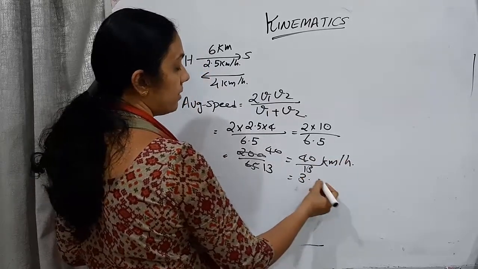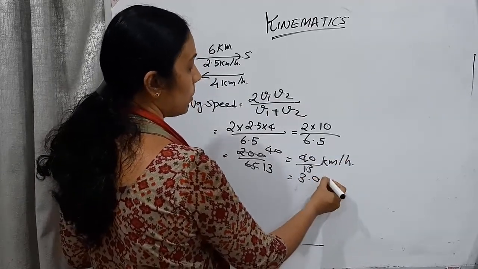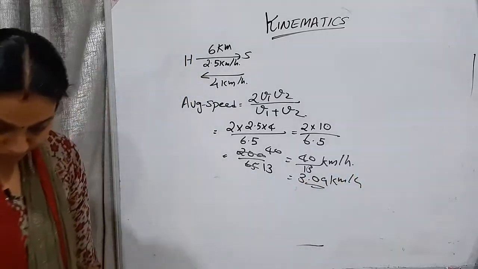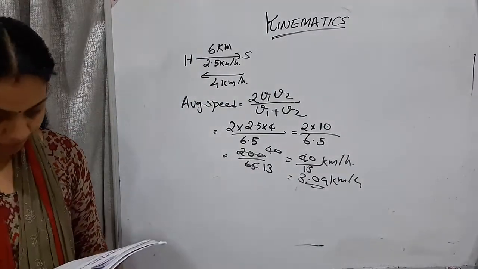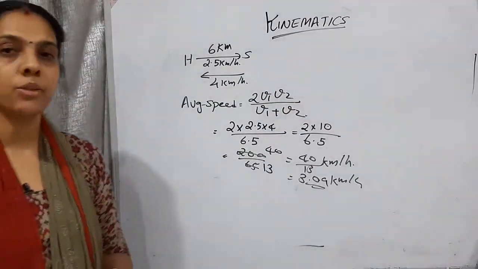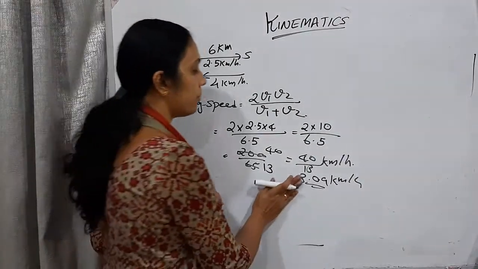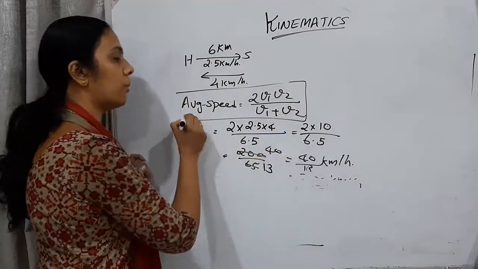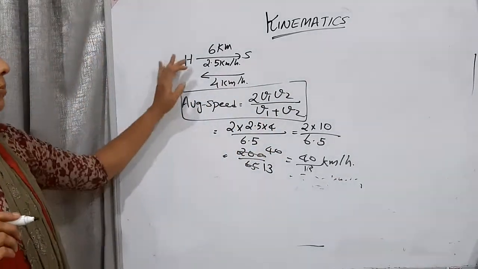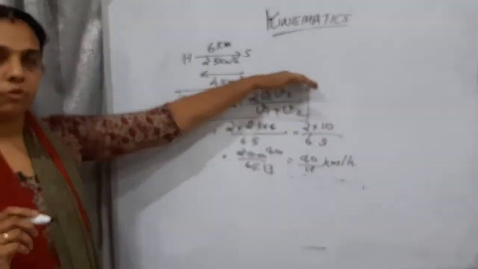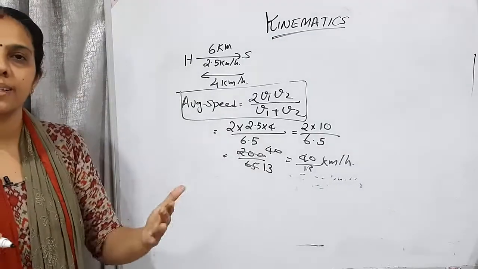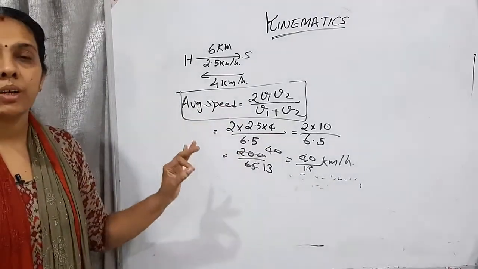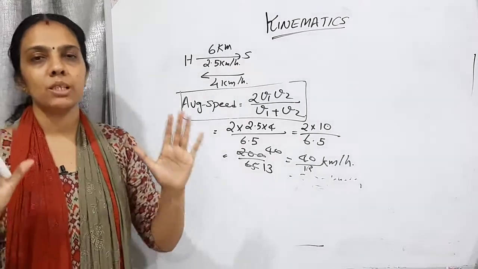We will be getting 3.09 something kilometer per hour. In the bracket also 40 by 13 is given, so no need to take it as a decimal. 40 by 13 is enough. So here you should understand about this formula, average speed. Both the speeds are given, towards the forward direction and backward direction. Speed is given, distance is same. Then you can directly apply the formula 2v1v2 divided by v1 plus v2.